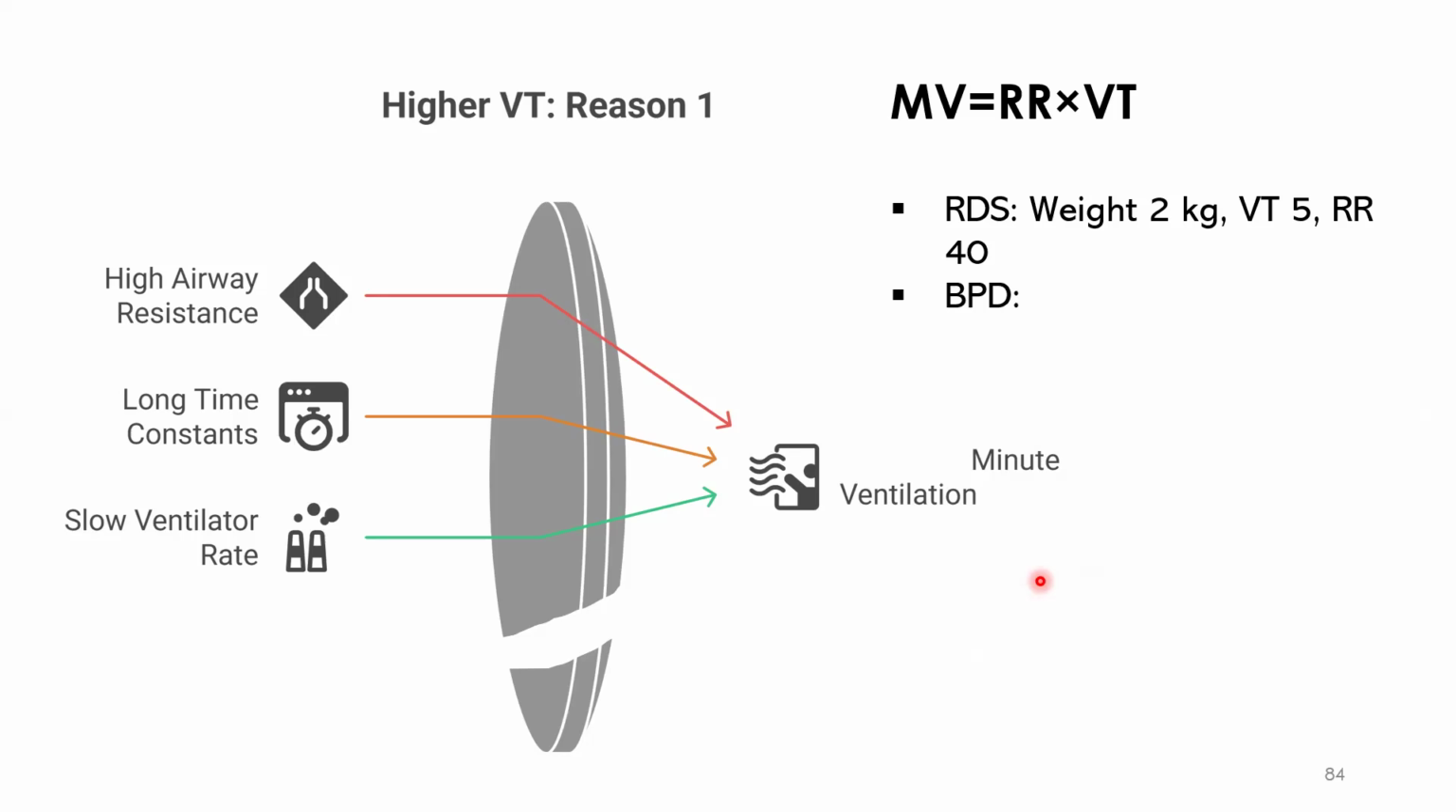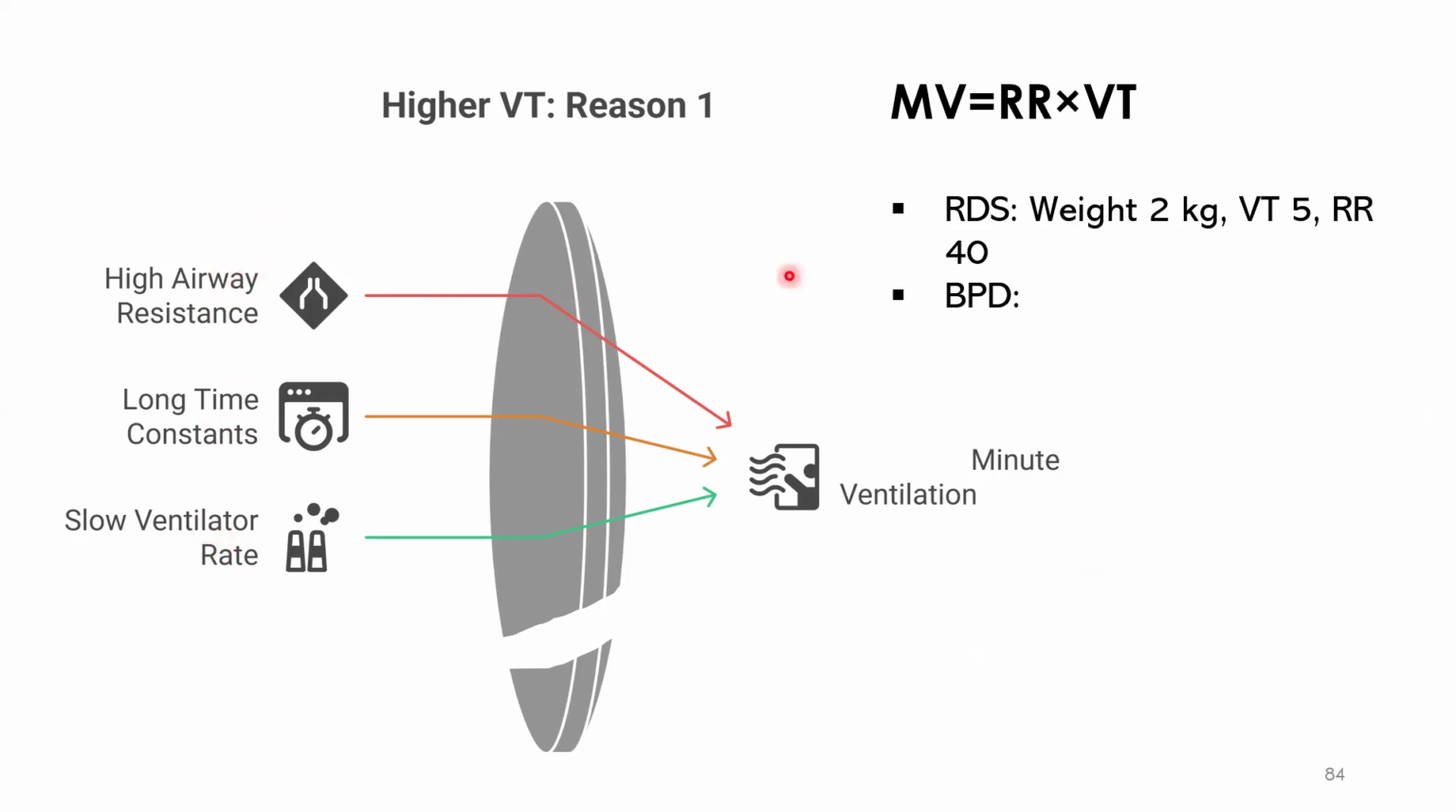Let's see why we choose this tidal volume on the higher side. As I already told, in a BPD patient the resistance is always high and the compliance is variable. So what will we have in the time constant? Time constant is always high. So as the time constant is high, you have to keep the ventilator rate on the lower side.